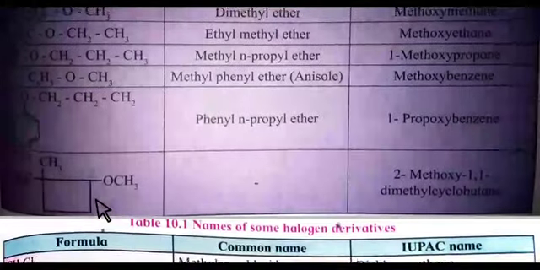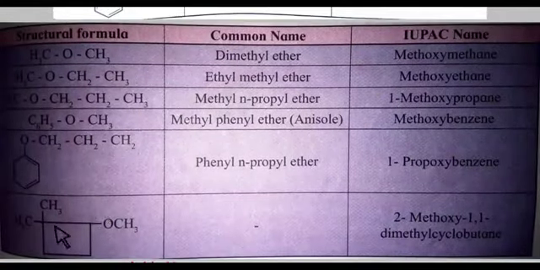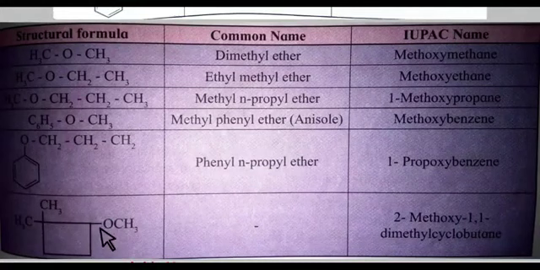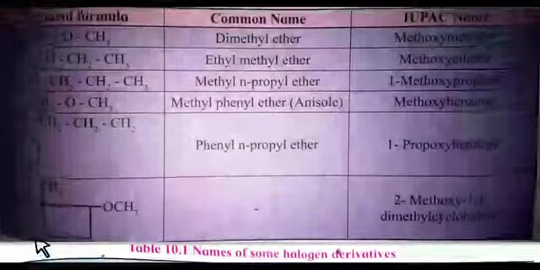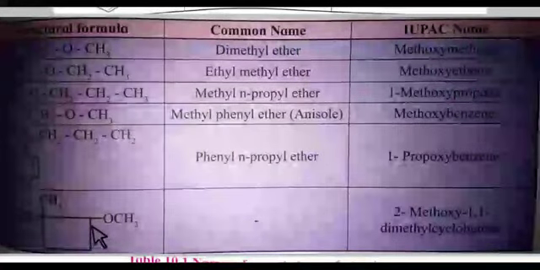See here, a ring is there. So it is 1, then 1, 2, 3, 4. You have to number it in this way. The 1 number carbon contains 2 methyl groups, so it is 1,1-dimethyl. The second number carbon contains a methoxy group, so it is 2-methoxy. So it will become 2-methoxy-1,1-dimethyl, and 4 carbon atoms are there, so it is cyclobutane. See here, no double bond in the ring. It means that it is cyclobutane.